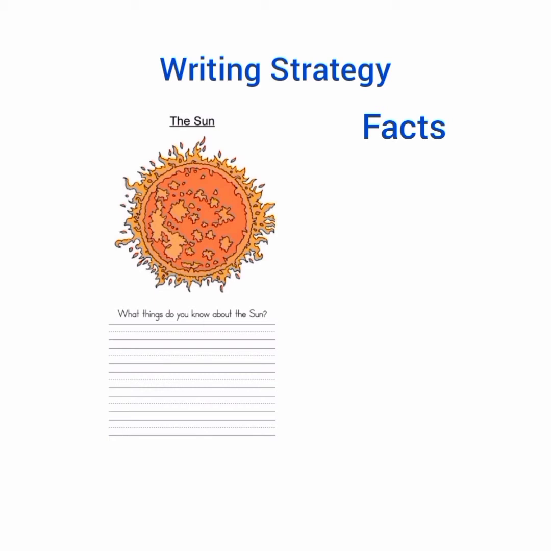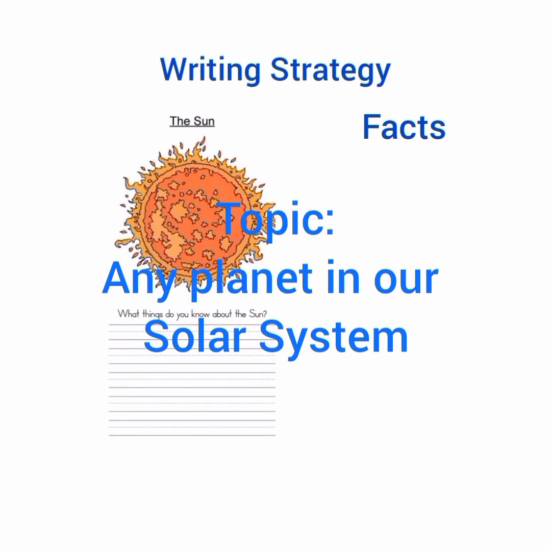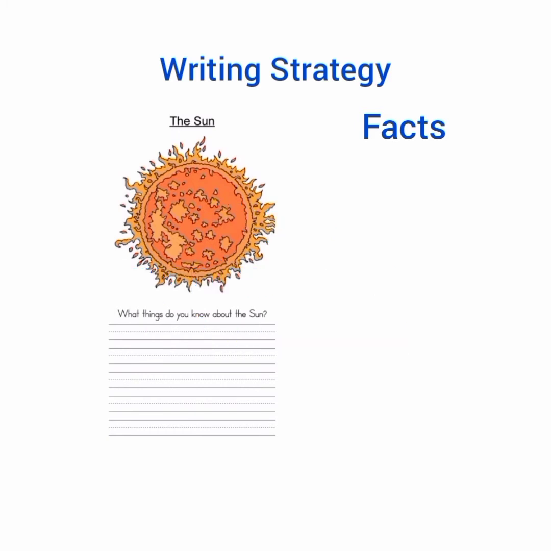Now, just to keep in mind, you will have a bonus activity at the end of this video, and the topic is going to be any of the planets in the solar system. So you can choose any planet and write facts about that at the end of this video. So that's going to be my bonus activity. So while I'm going through this, if you would like to do that, you can think about which planet you would like to write about and start thinking of what the facts are about it and jotting it down. And we'll talk more about that when we get there. So let's go ahead and take a look at the writing strategy I'm going to be using for today.